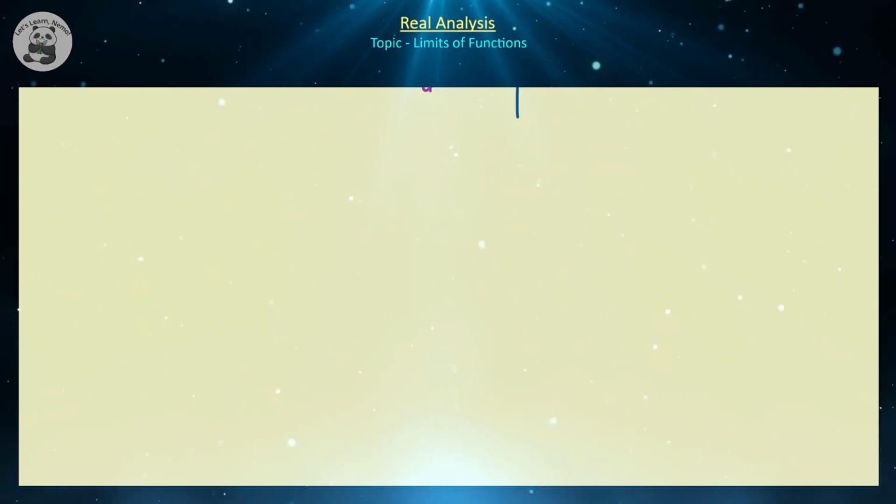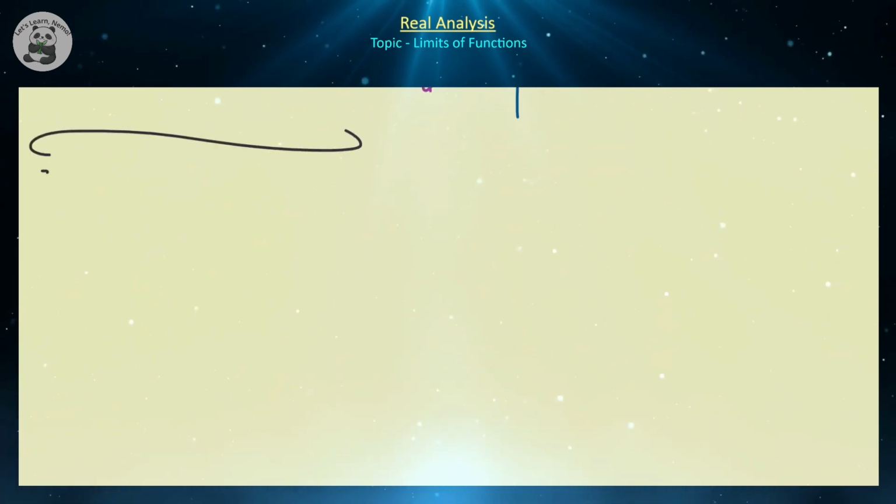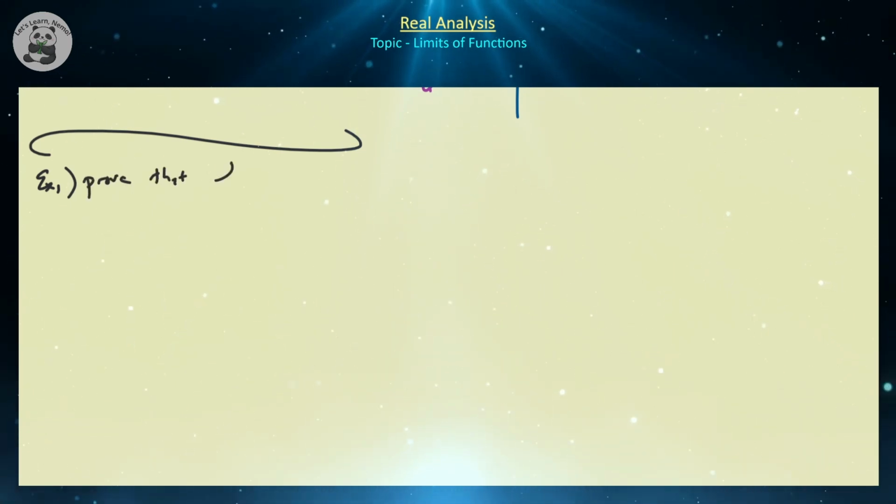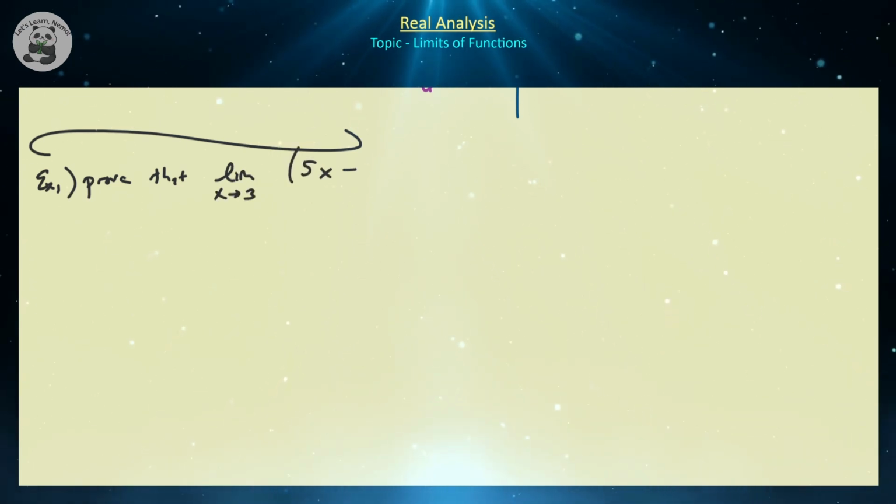All right, so let's see if we can go ahead and prove formally particular limits, right? Let us prove that the limit as x approaches 3 of 5x minus 7 is equal to 8.